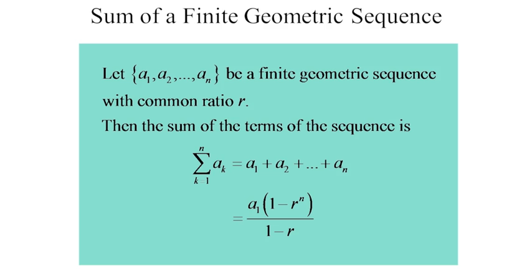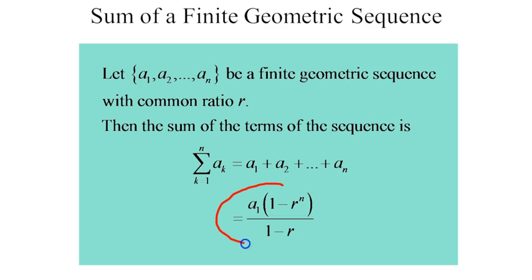So we've discussed arithmetic series. Now we're going to discuss geometric series. We can tell it's a geometric series if there's a common ratio between consecutive terms, if we're multiplying by the same value each time.